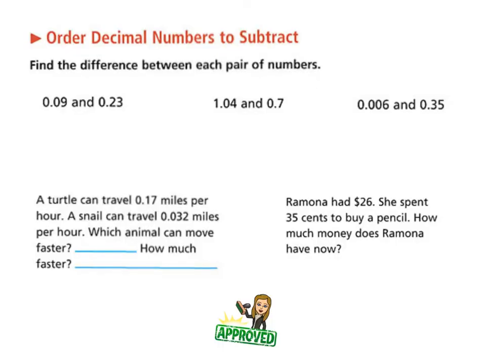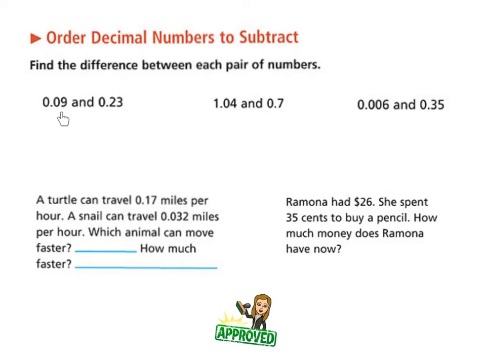So now we're going to figure out how to order decimal numbers in order to subtract. And this is what I've been talking about with you the other day, where the larger number needs to go on top, especially when subtracting. So we are going to find the difference, remember that's the term for subtraction, between each pair of numbers.